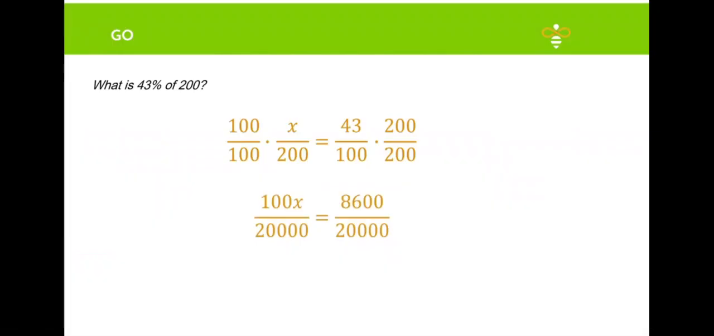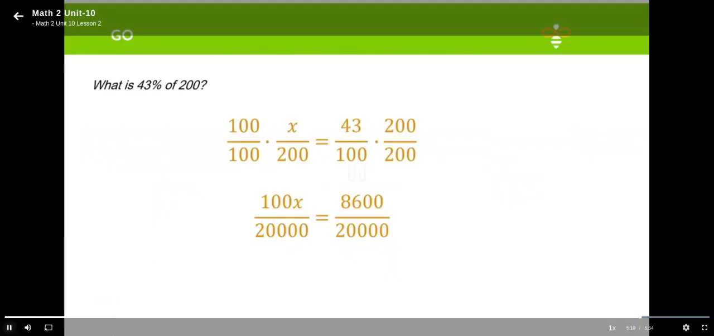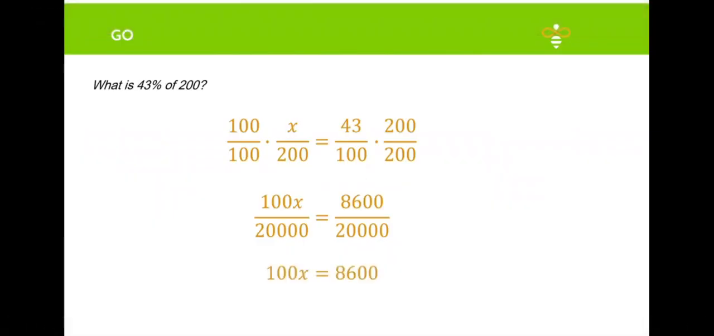To solve the proportion, get a common denominator. To do this, multiply by a form of the number 1 on both sides of the equation. One way to do this is to multiply the left side of the equation by 100 over 100 and the right side of the equation by 200 over 200. This produces the proportion 100x divided by 20,000 is equal to 8,600 divided by 20,000. Since the denominators are equal, then the numerators must be equal, so it follows that 100x is equal to 8,600. Solving for x by dividing both sides by 100 gives that x is equal to 86.